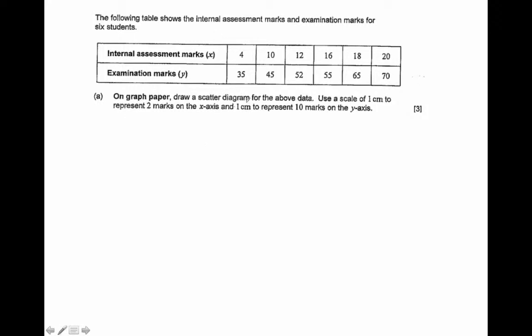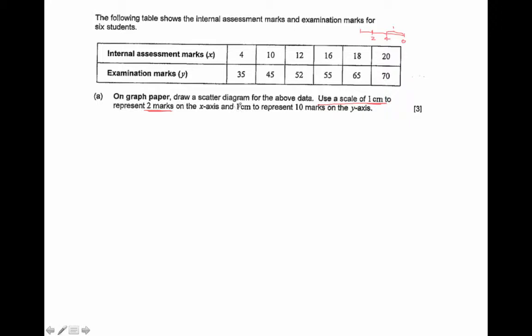On graph paper, fine. Trace graph, yeah. This is it. Use a scale of 1 centimetre to represent 2 marks. So you need to be using a ruler, and on the x-axis, every time you measure 1 centimetre, 2 marks. Another centimetre, another 2 marks. Another centimetre, another 2 marks. Okay? So loads of you lost a mark because your scale was just wrong.